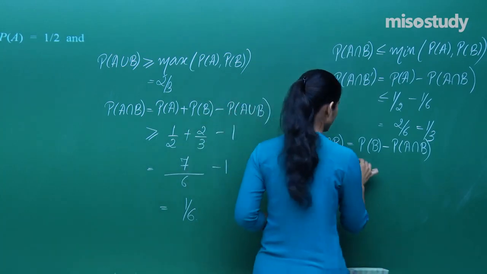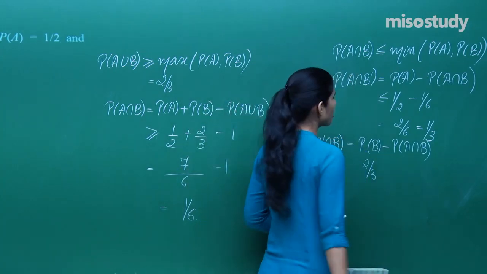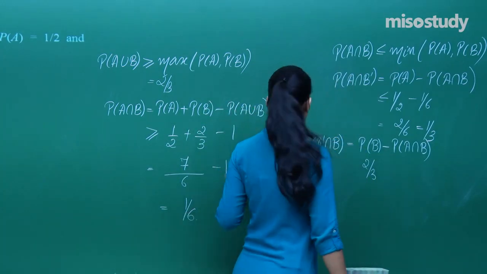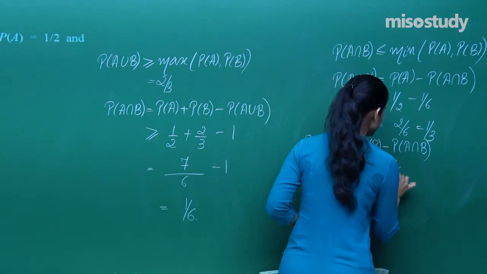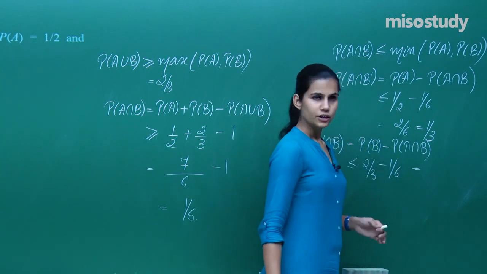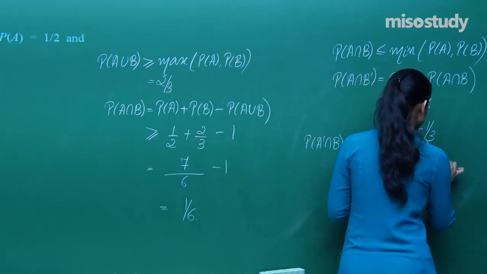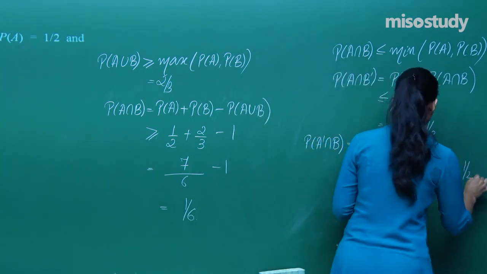Probability of B is 2 by 3. Probability of A intersection B is greater than or equal to 1 by 6, so minus of it is less than or equal to minus 1 by 6. Right, so you get 4 minus 1, that is 3 by 6, which is 1 by 2.